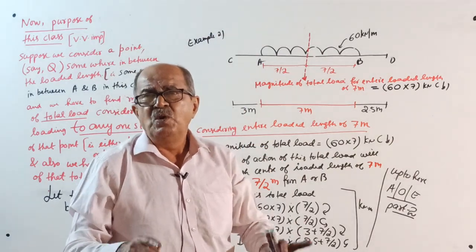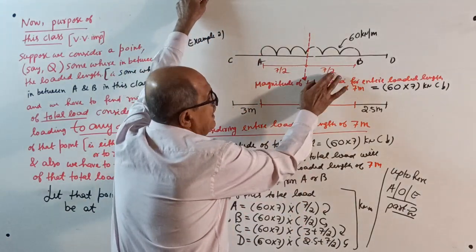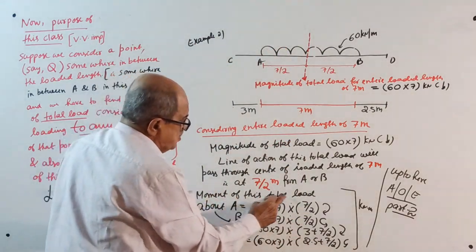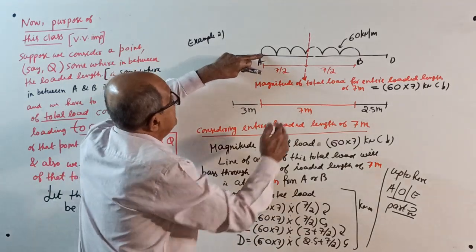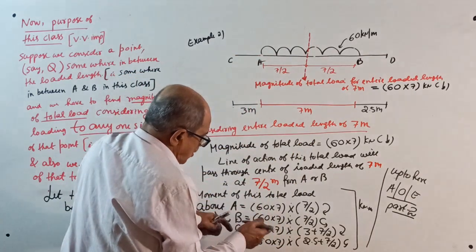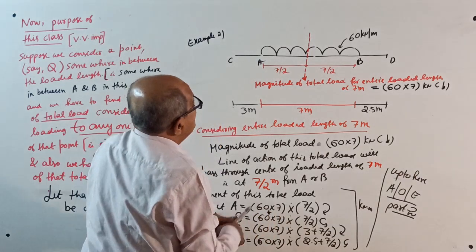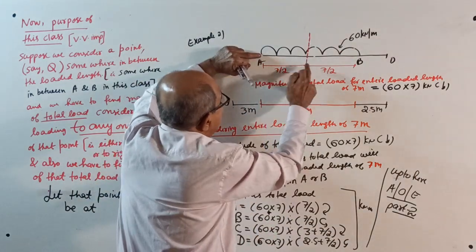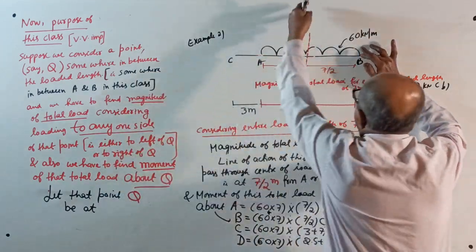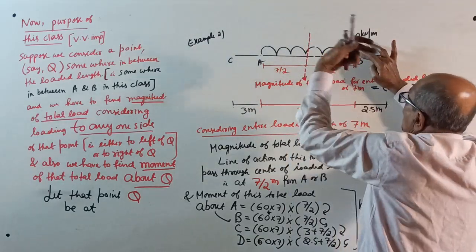Now draw one more sketch where you don't write 7/2 at all. This is for understanding only. Start now. Moment of this total load about A: 60 into 7 is the load, into 7/2, clockwise. Moment about B: again total load 60 into 7 into 7/2, anti-clockwise.